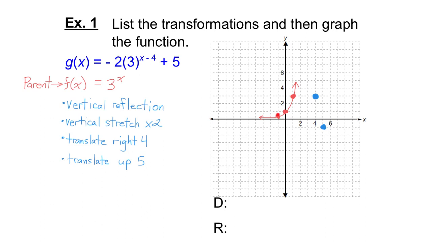Let's do our third point. Vertical reflection. Well, here it's up 1/3. Now it's down 1/3 on the negative side. Vertical stretch times 2. Well, what's 1/3 times 2? 2/3. Right 4. 1, 2, 3, 4. And up 5. 1, 2, 3, 4, 5. Right here.